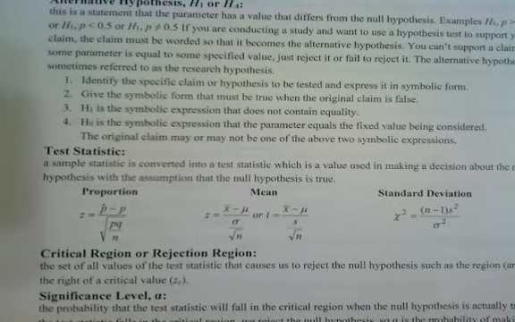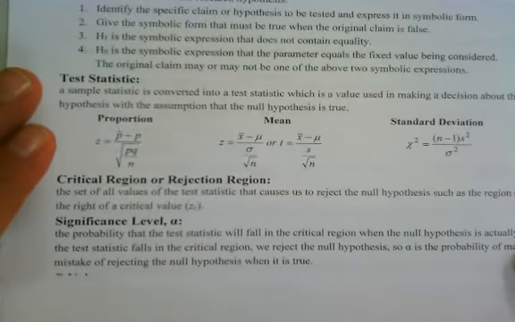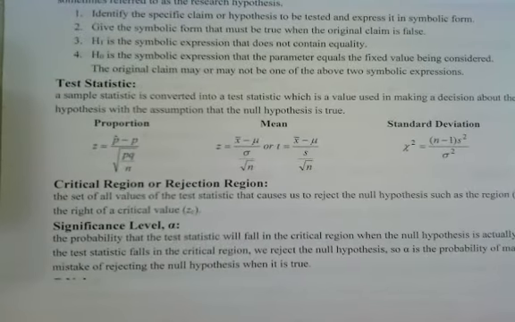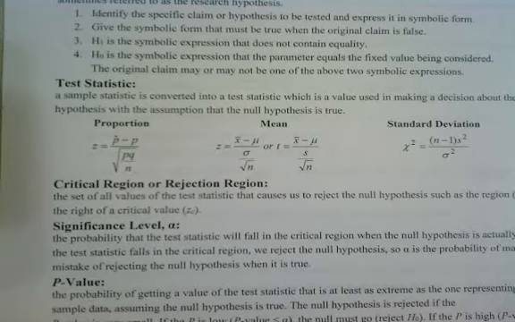Okay, we've talked about significance level before. That's the probability that the test statistic will fall in the critical region when the null hypothesis is actually true. If the test statistic falls in the critical region, we will reject the null hypothesis. So alpha is the probability of making the mistake of rejecting the null hypothesis when it's true.